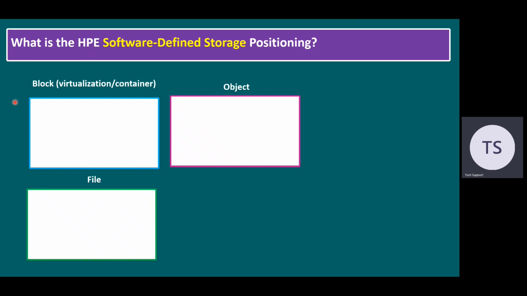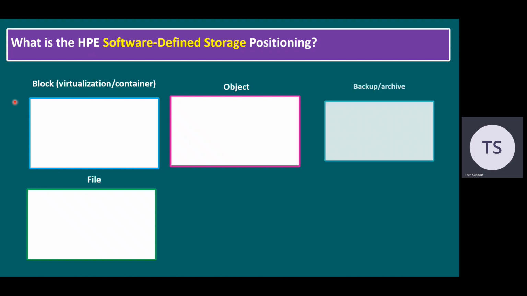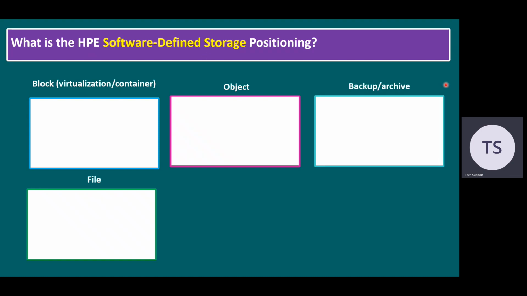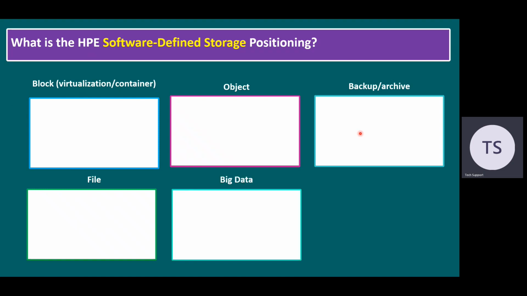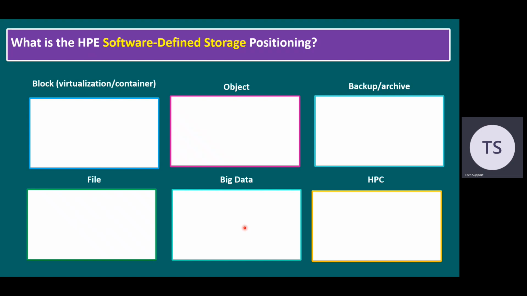But at the end of the day, all our workloads must have a backup, so we also require backup and archive. Another scenario is big data. Some applications are specifically for storing big data, which is another use case, and another use case is high performance computing. So within these 6 scenarios, we can use software defined storage.